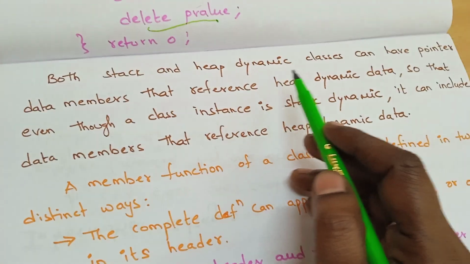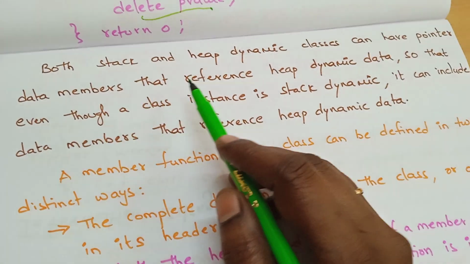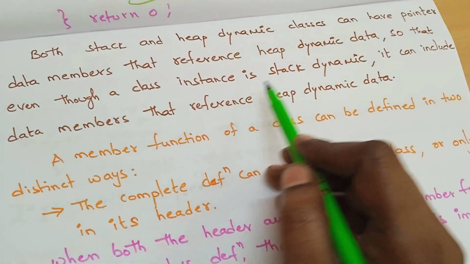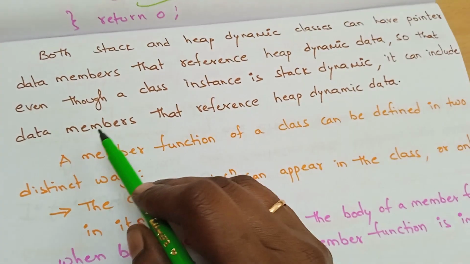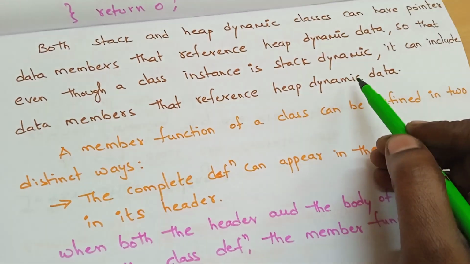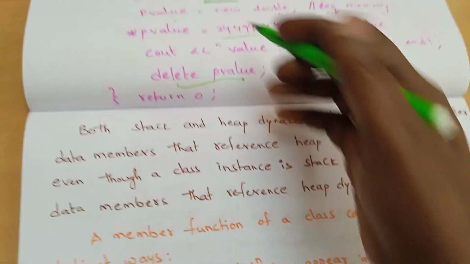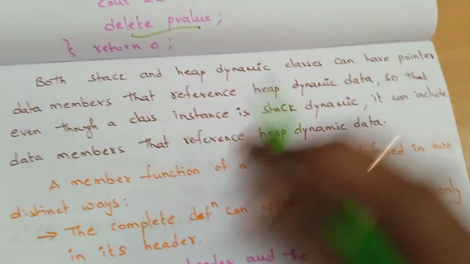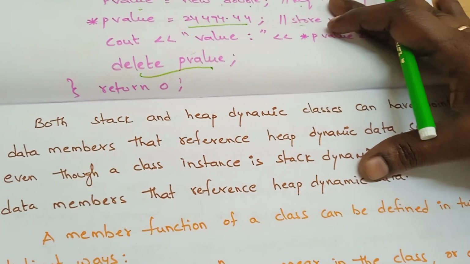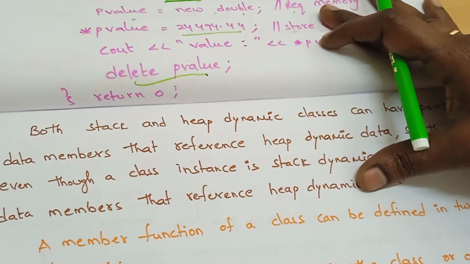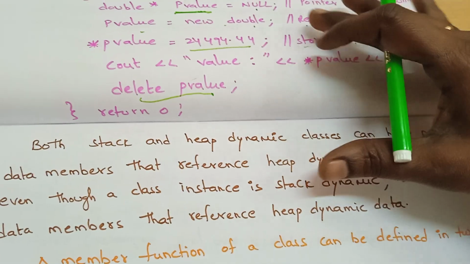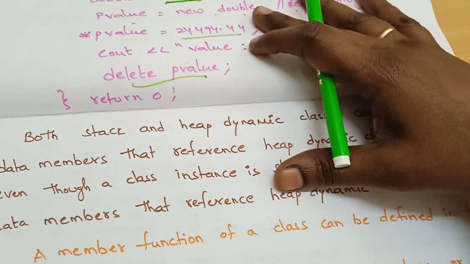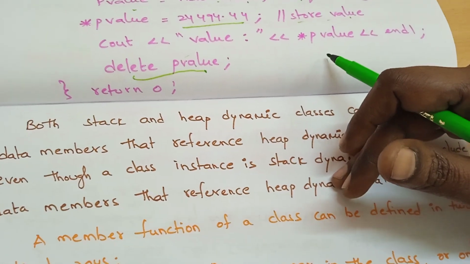Both stack and heap dynamic classes can have pointer data members that reference heap dynamic data, so that even though a class instance is stack dynamic, it can include data members that reference heap dynamic data. The same you understood with the sample code which I wrote in C++. Up to here we learned about data members. A data member can be a general variable that I am using in the class. That variable can be static, stack dynamic, or heap dynamic. So up to now we discussed data members.